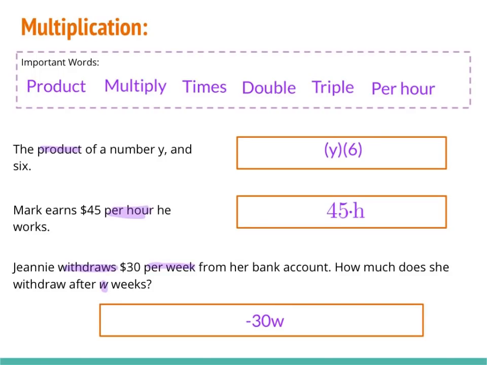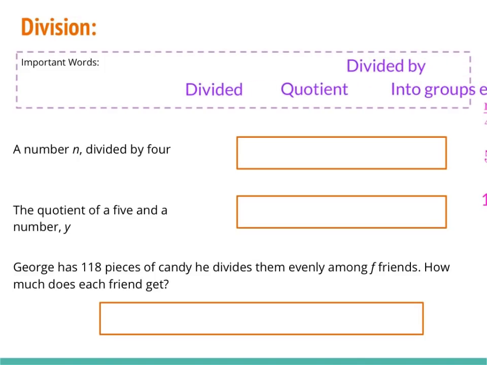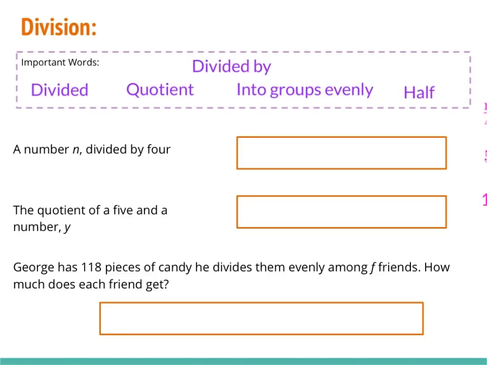Let's go on to division. Now, when it comes to talking about division, we've got some important words that go with that. So anytime that I see the phrase division or divided by, divided, quotient, into groups evenly, or half, I know that I'm going to be dividing.